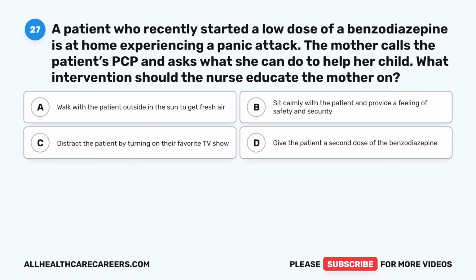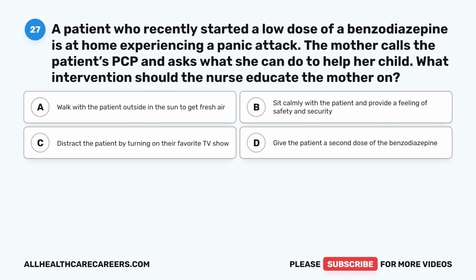Question 27. A patient who recently started a low dose of a benzodiazepine is at home experiencing a panic attack. The mother calls the patient's PCP and asks what she can do to help her child. What intervention should the nurse educate the mother on? A.